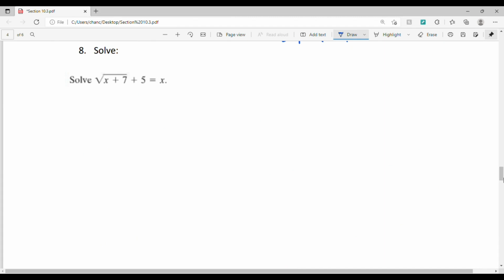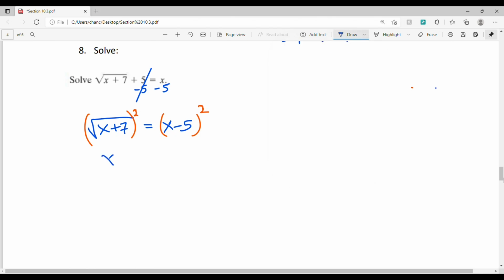Example 8. Again, I want to isolate that radical, so let's subtract that 5 from both sides. And we have now x minus 5 on the right, and on the left is the square root of x plus 7. Let's square both sides, get rid of the radical. That's what we want to do. We'll square both sides to get rid of the radical.